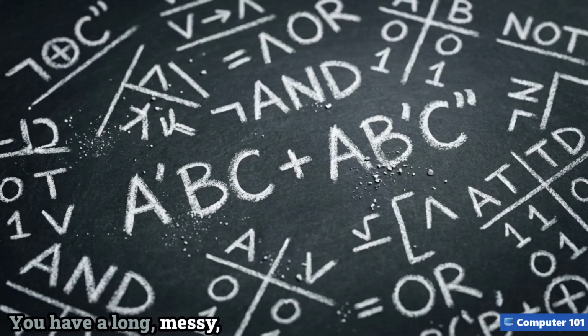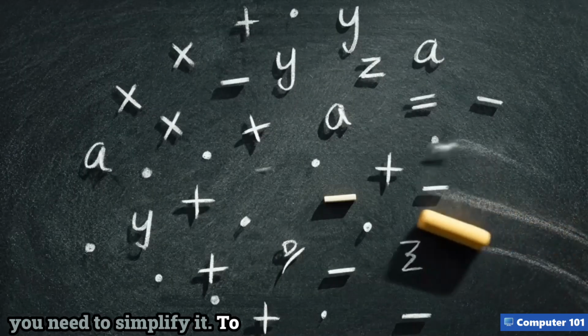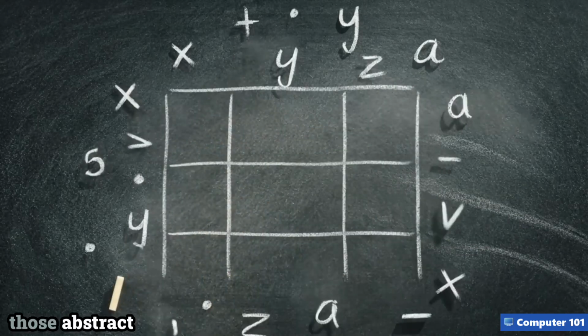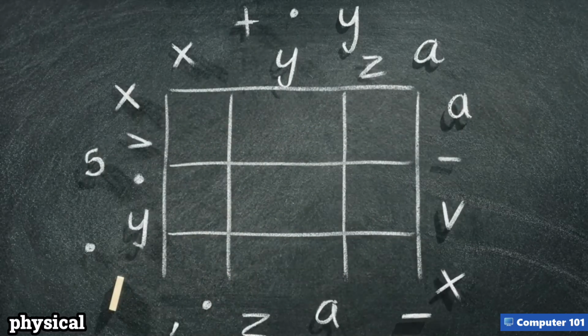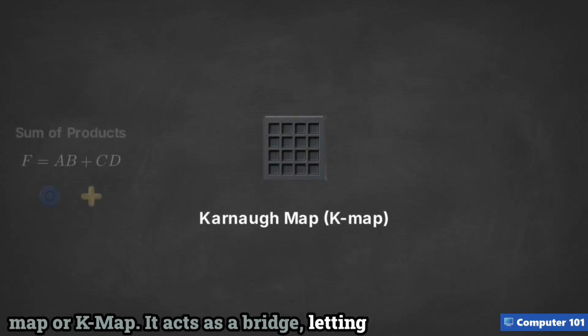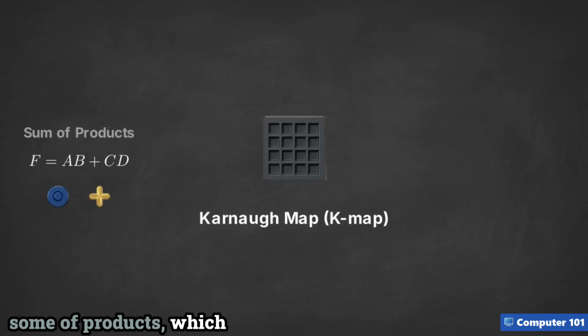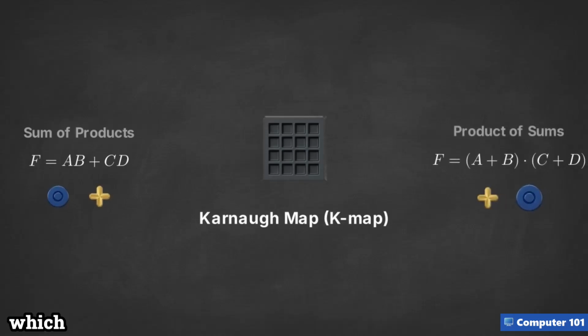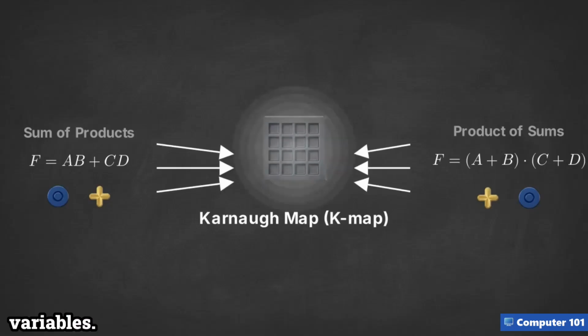You have a long, messy digital logic equation, and you need to simplify it. To do that, we have to organize those abstract mathematical statements into a physical space. This physical space is the Karnaugh map, or K-map. It acts as a bridge, letting us plot both sum of products, which are equations adding together multiplied variables, and product of sums, which are equations multiplying together added variables.